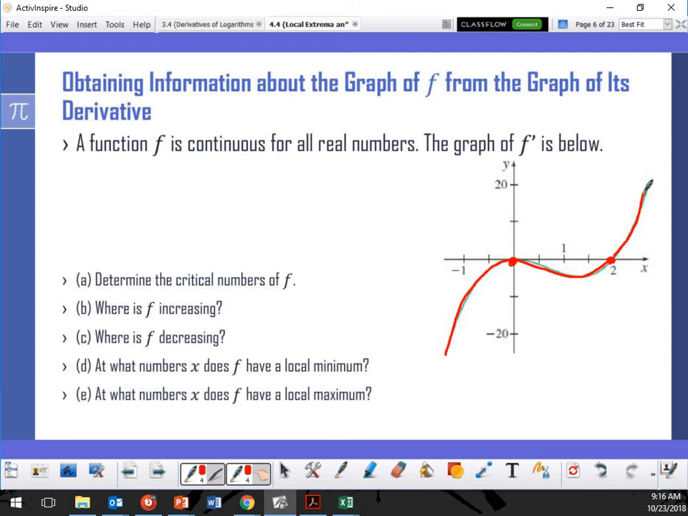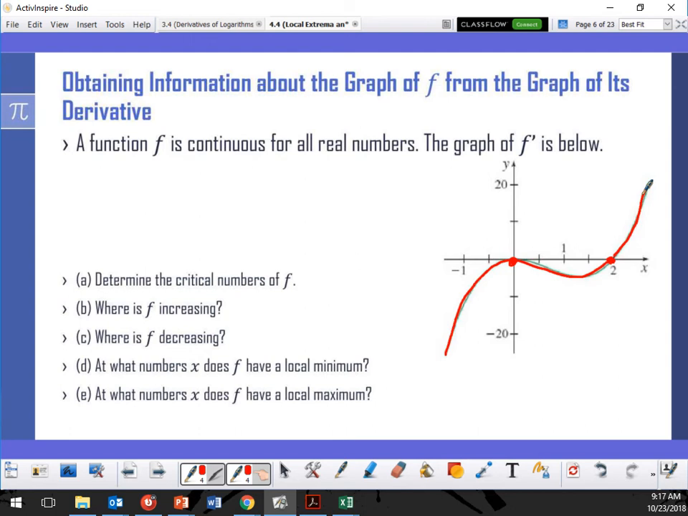Critical numbers would be 0 and 2. Where is f increasing? From 2 to infinity. Where is f decreasing? From negative infinity to 0 and from 0 to 2. Okay, at what numbers x does f have a local minimum? At 2. Okay, think about it. Local minimum, what has to happen?